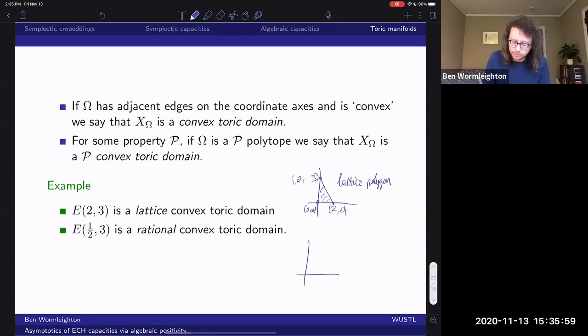Similarly, if I consider the triangle with side lengths 1/2 and 3, this is a rational polygon.